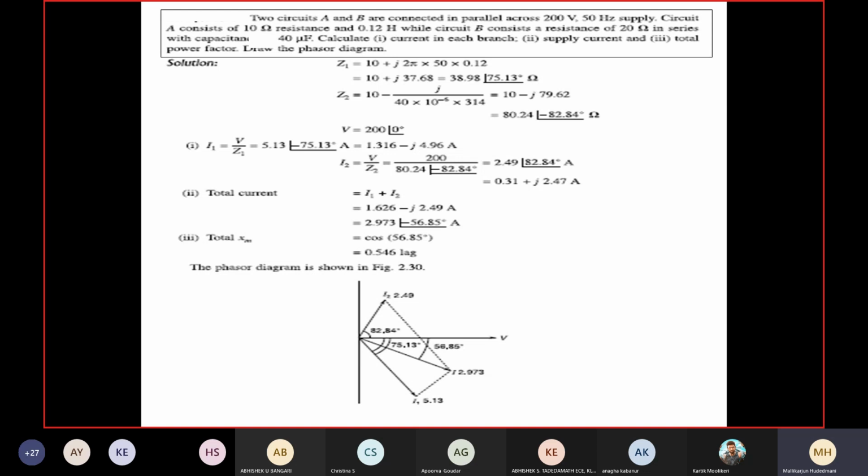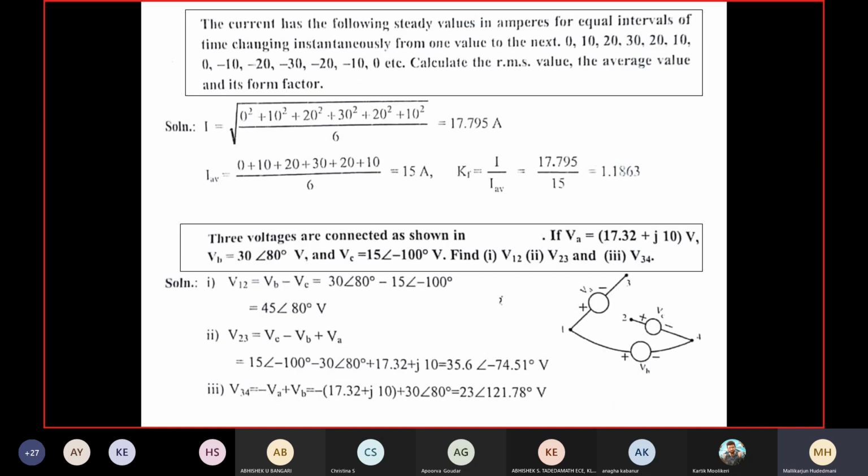So therefore, if you practice a little, you will have higher confidence in solving any kind of parallel or parallel-cum-series mixed circuit. We call it a hybrid circuit also. So you should be able to do it. Then moving to the last problem here.